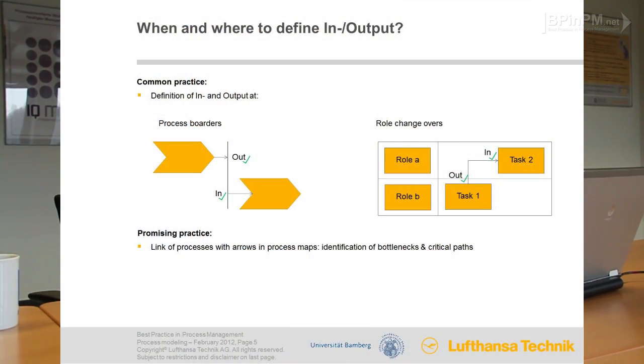There was a nice idea of one company where within the process maps the processes are linked with arrows, and they used it, I guess, to identify bottlenecks and critical paths. Yeah, that's also an interesting or promising practice. So we could go into more detail later on. Okay, so that's about our findings concerning input and output.